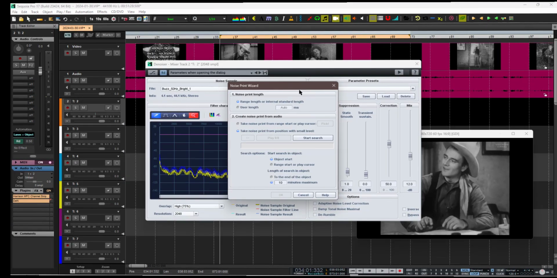Using the noise reduction plugin, we will capture the noise profile.